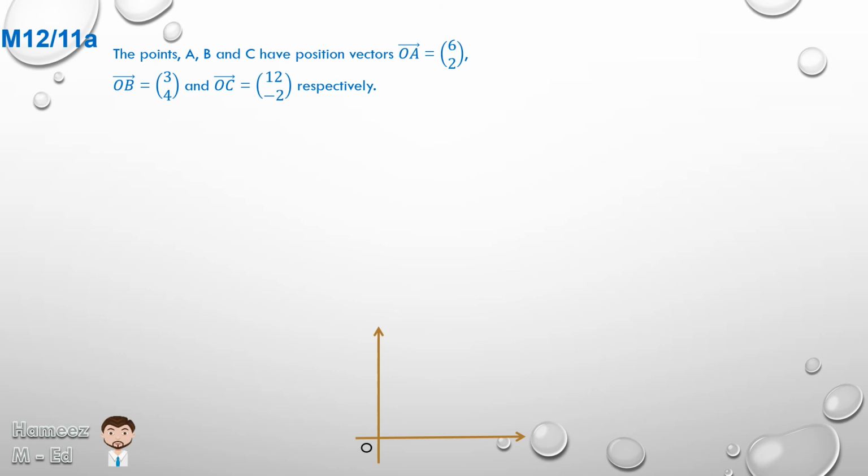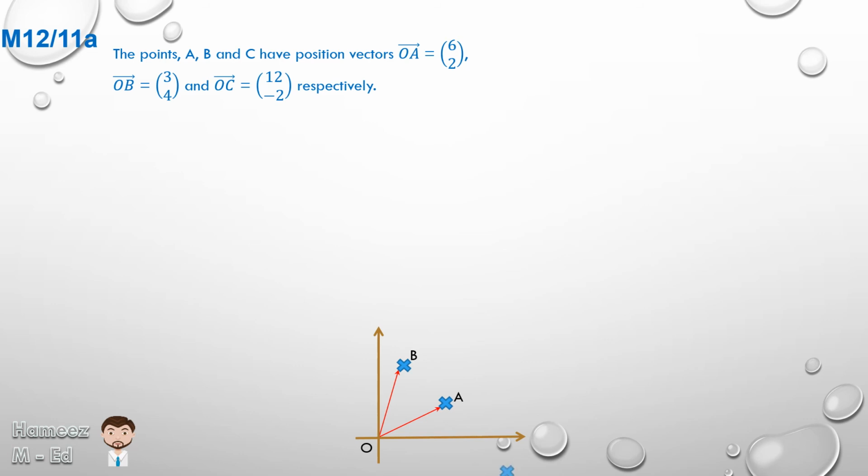And OA is equal to (6, 2), means we're moving to the right 6 and up 2. So we can put in A there. And OB is equal to (3, 4). So we're moving to the right 3 and up 4. So we're just averaging to give us an idea of the sketch. We don't need to do anything accurately.